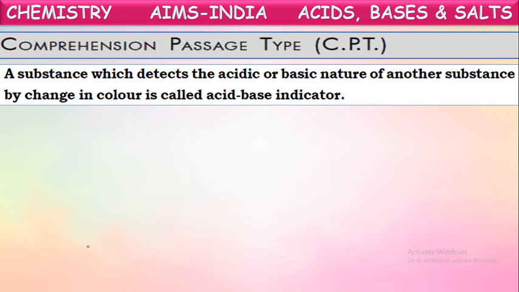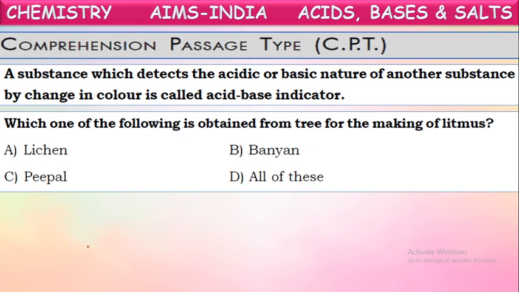Next, which one of the following is obtained from a tree for the making of litmus? Litmus is just what we told: it is made from lichen. It is obtained from algae and fungi. By using this lichen, they prepare litmus in different colors, blue and red, which is used for detecting acids and bases. Okay, litmus is obtained from lichen.